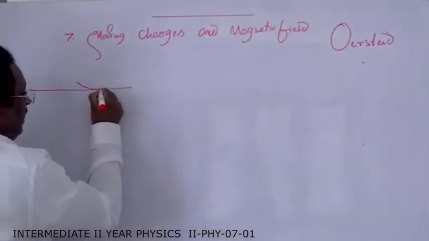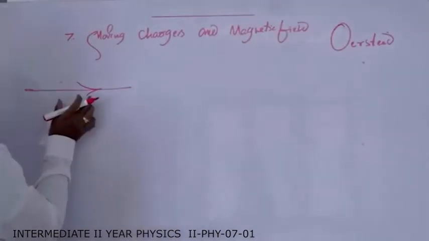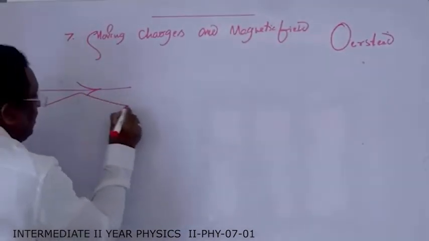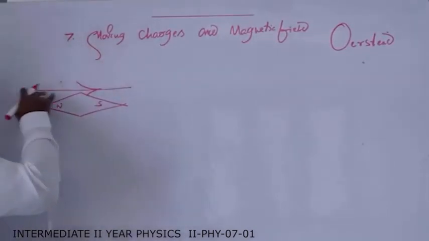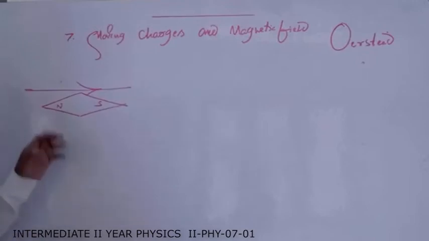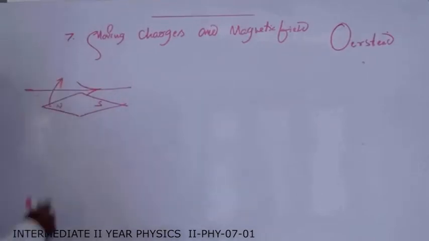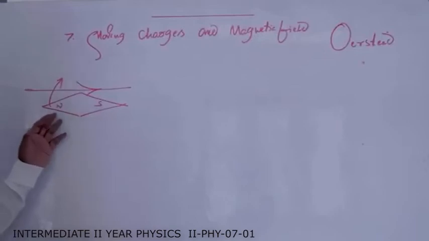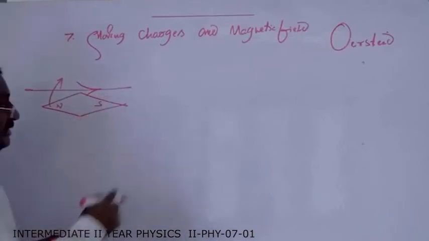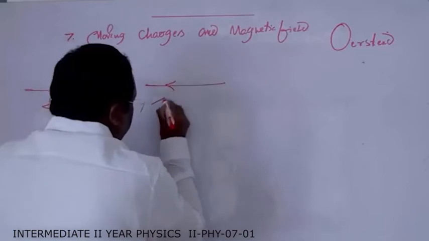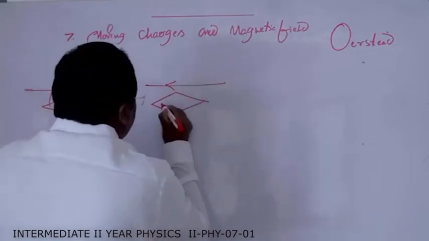When he passes current like this through the conductor, nearby the conductor he has arranged one magnetic needle. When the current passes through it, the needle is deflected. So why is the needle deflected? The needle experiences some force. That force is because of the magnetic field. Around this conductor, there will be a magnetic field. As a result, the needle is deflected. When the direction of flow of current is changed, the direction of deflection of the needle also changes.